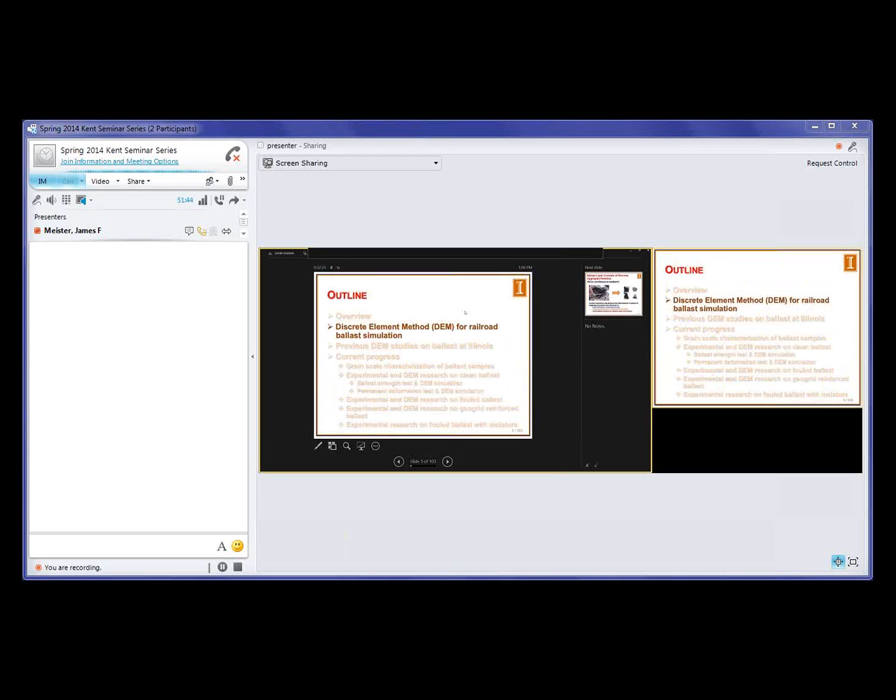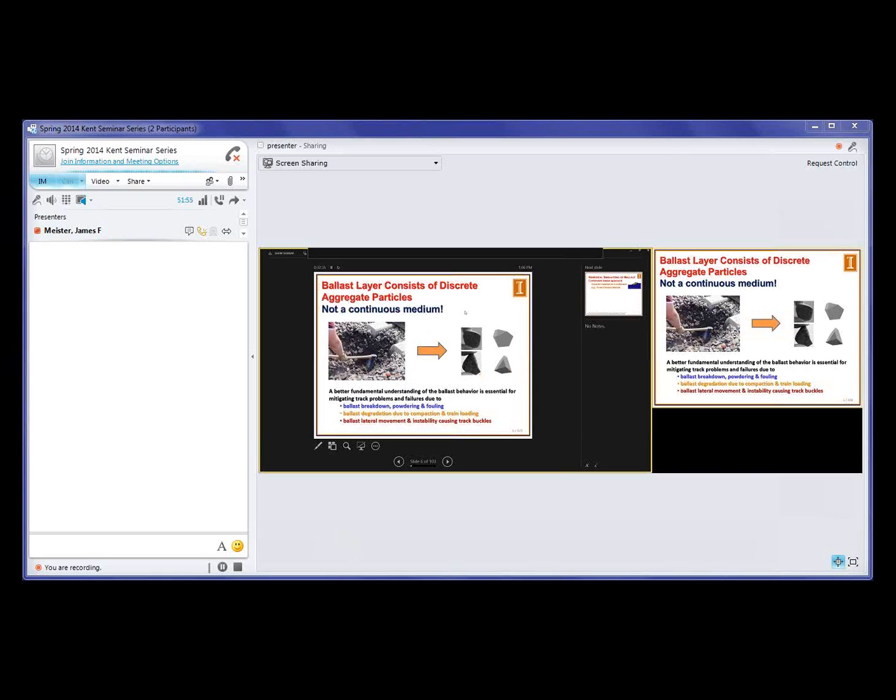So what is the discrete element method? And why do we try to use it for ballast behavior simulation? It is because the ballast itself on the track is not a continuum medium. It's constituted by discrete elements, which are the aggregates. So to better understand the track performance and the ballast behavior, it's very essential to understand the ballast behavior, to mitigate the track problems and failure due to ballast breakdown and degradation, and also lateral movements and instability. These are the key behaviors that are caused by discrete elements.